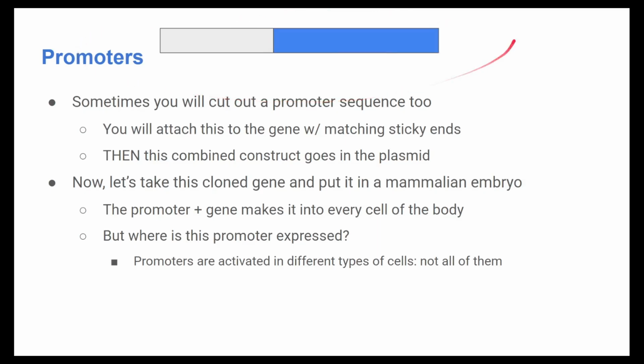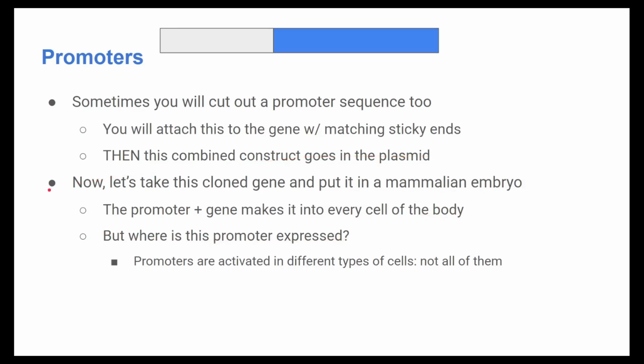Now you get this whole entire thing into a plasmid. So this has to have a matching sticky end with a plasmid, and so does this end. Now it's in a plasmid. Awesome. Now, you take this whole entire gene construct from your plasmid and put it into a mammalian embryo, like a mouse embryo. That is going to make this promoter and gene in every cell of the body.